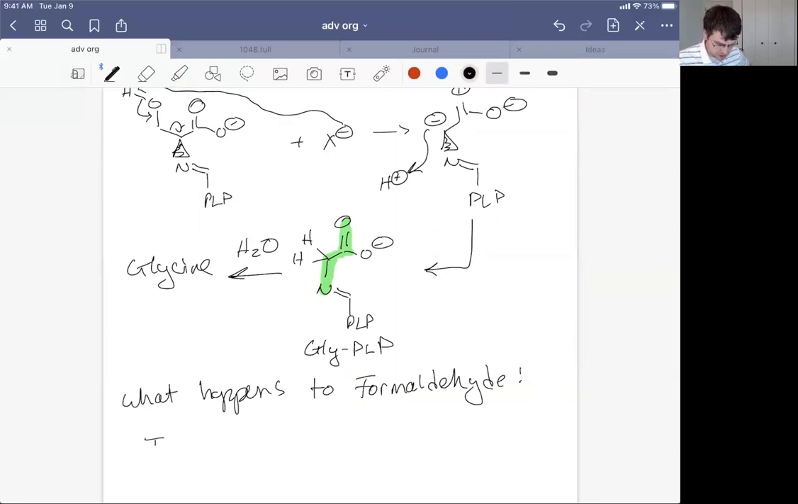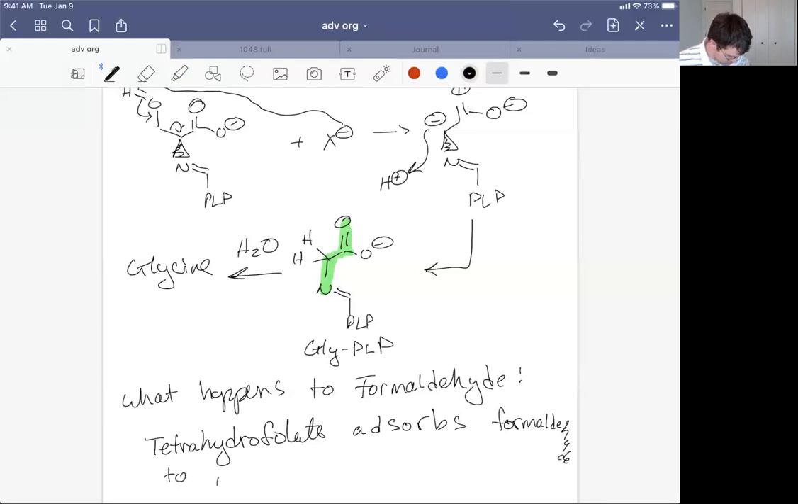But what you can do is you can use tetrahydrofolate, which we talked about from a previous lecture, to adsorb formaldehyde to make the methylene cofactor. Okay, and then that's useful for other metabolic processes that we have looked at.